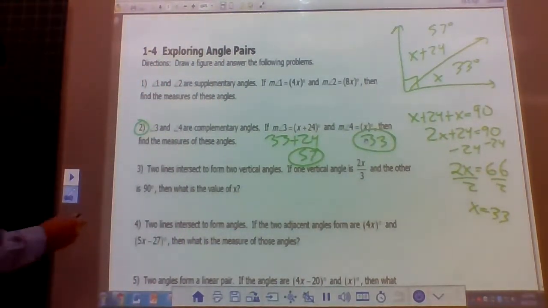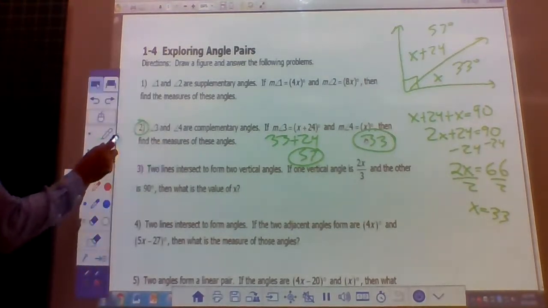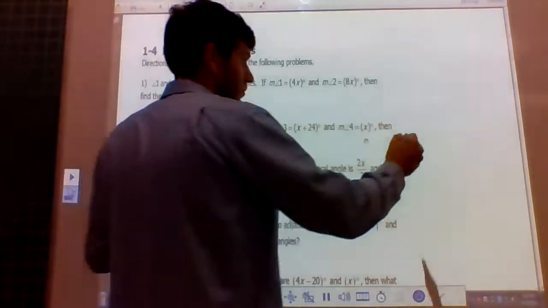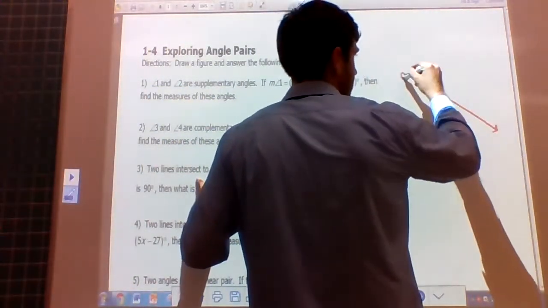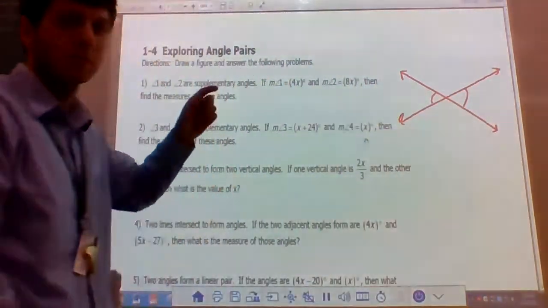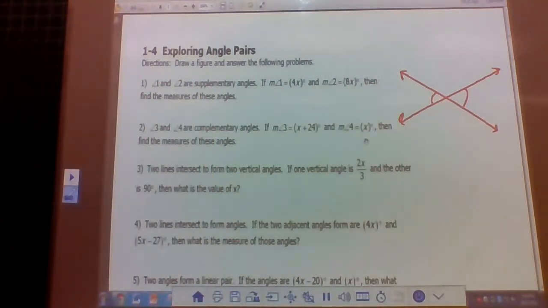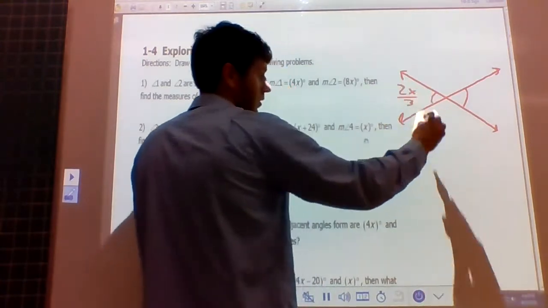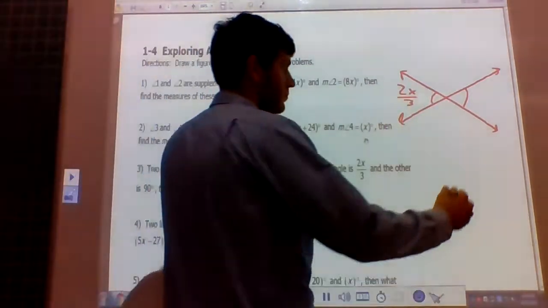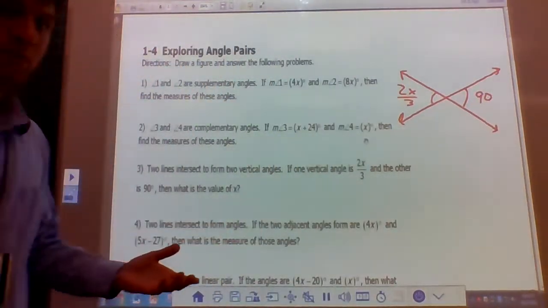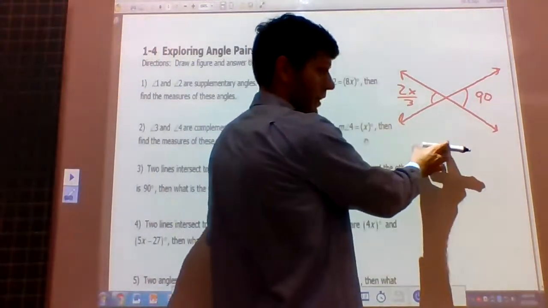Number 3, two lines intersect to form vertical angles. So here's two lines intersecting. And vertical angles are the opposite sides of our x. One vertical angle is 2x over 3. The other one is 90. Find the value of x. So they're vertical angles. We know vertical angles are congruent. So their angle measures are equal.